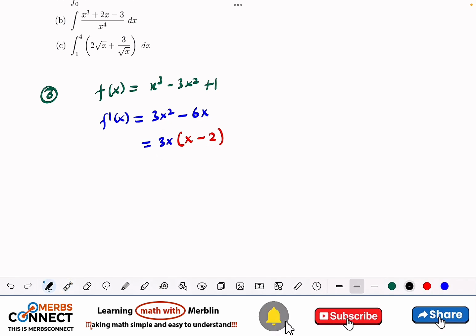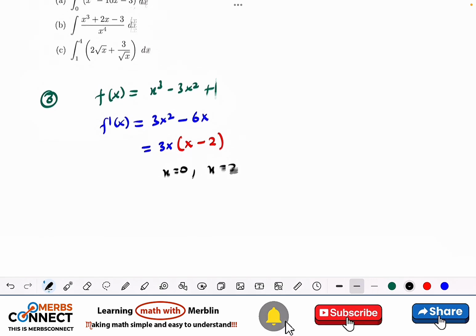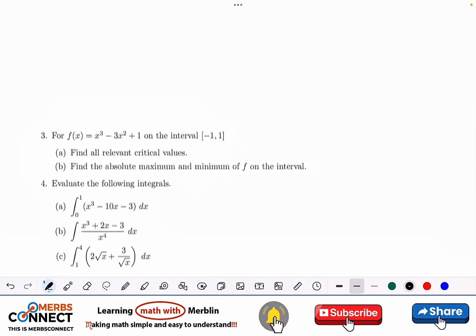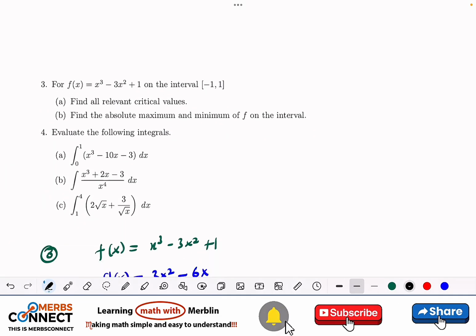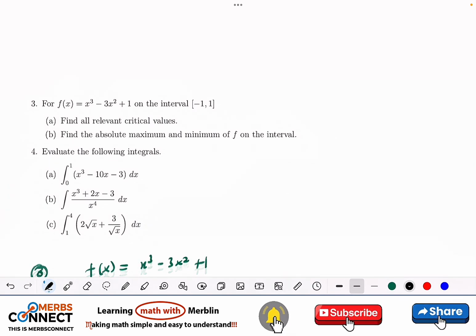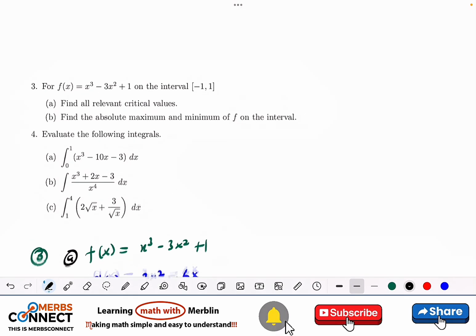So this is not difficult for us to see that when x is equal to 0, this one will be 0. And when x is equal to 2, this is going to be 0. So x is equal to 0 and x is equal to 2 is the critical value. But let's pick the relevant one. Which one is in between -1 and 1? Of course, 0, right? So here we are going to say that A, the relevant critical value, the what?